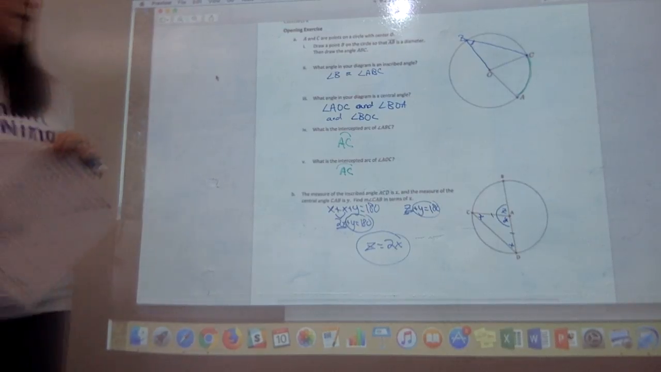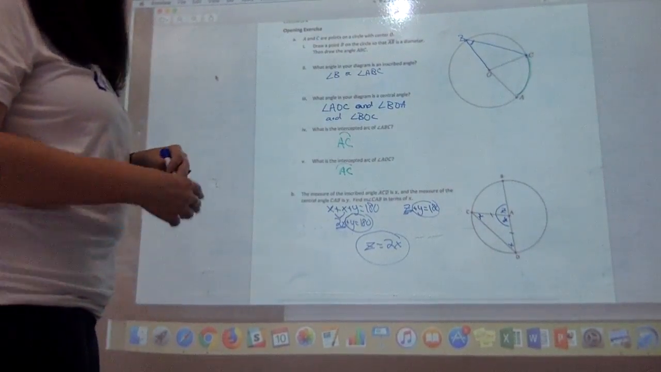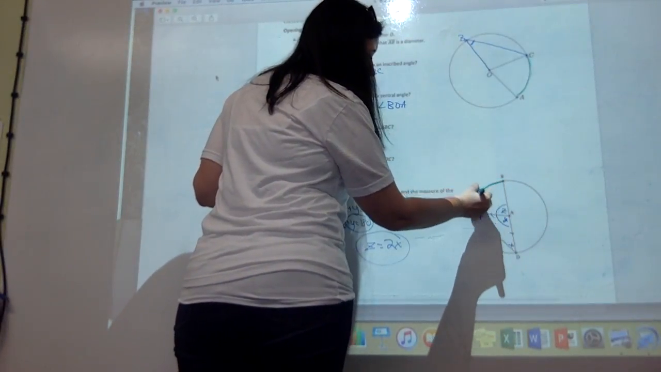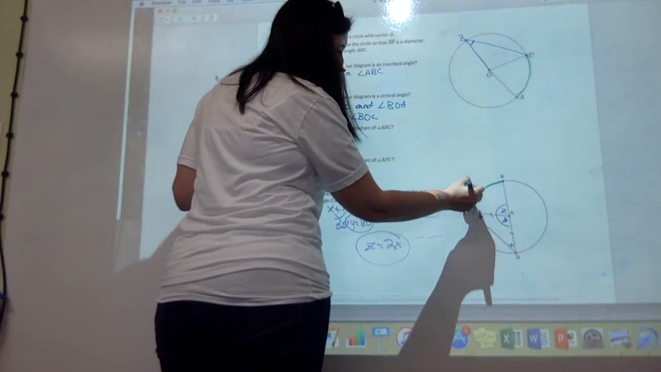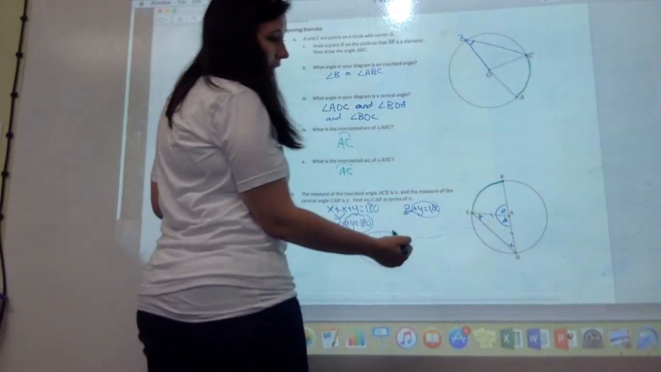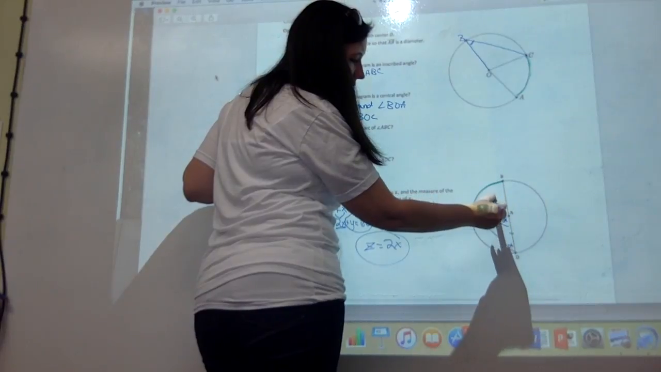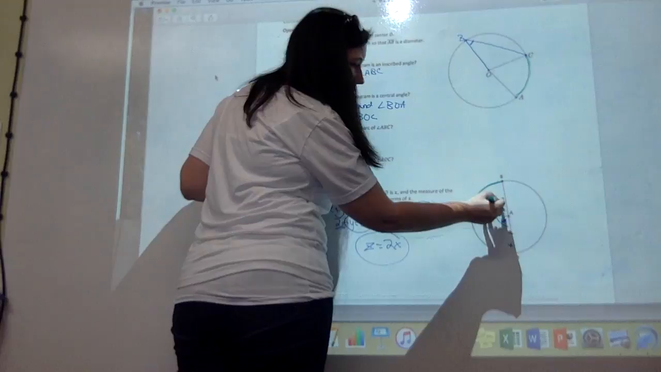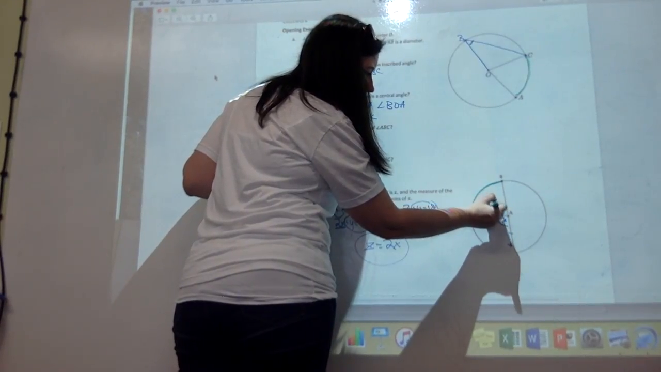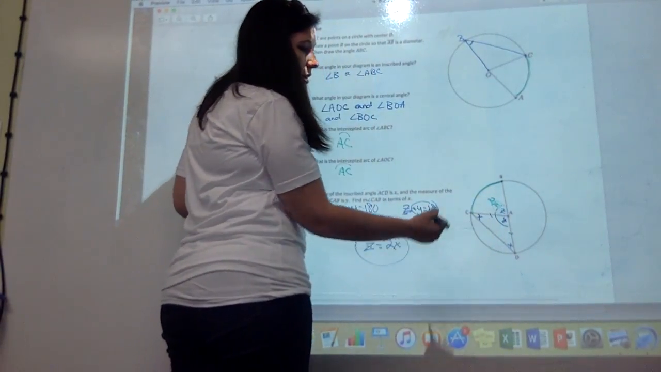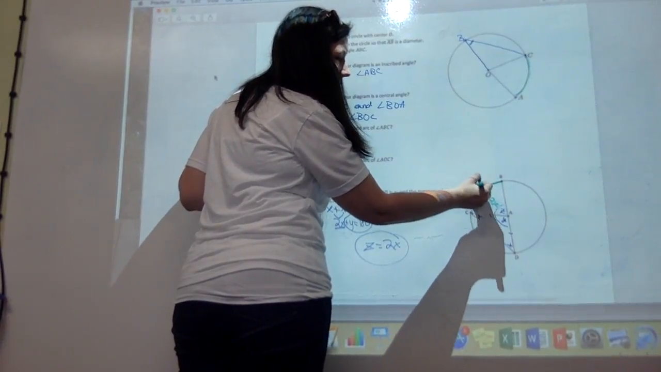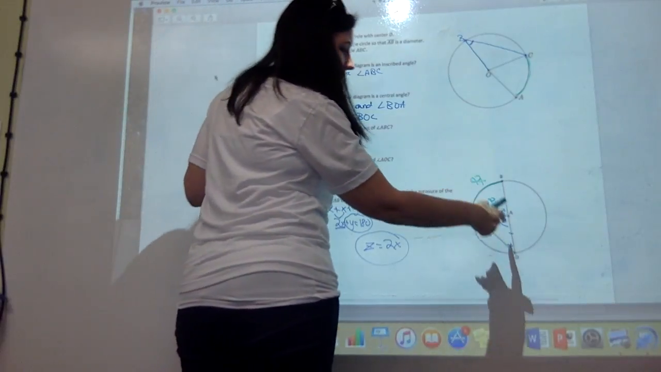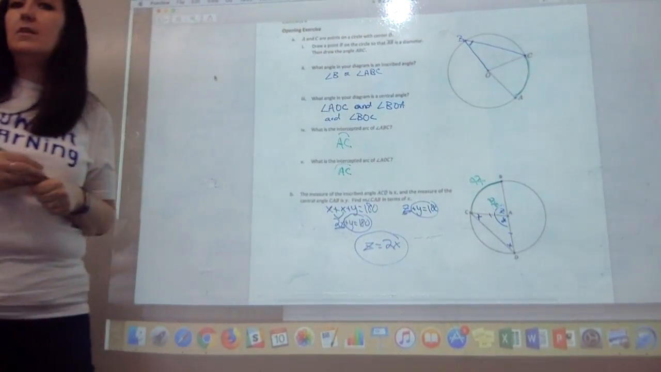Yes. So you said the intercepted arc, right? This has to be 2x. Well, we could actually say it's the same, right? Because this is a central angle, and the central angle and the arc, so this is equal to 2x. That means the arc is 2x. And then we can see that the inscribed angle is half of that.